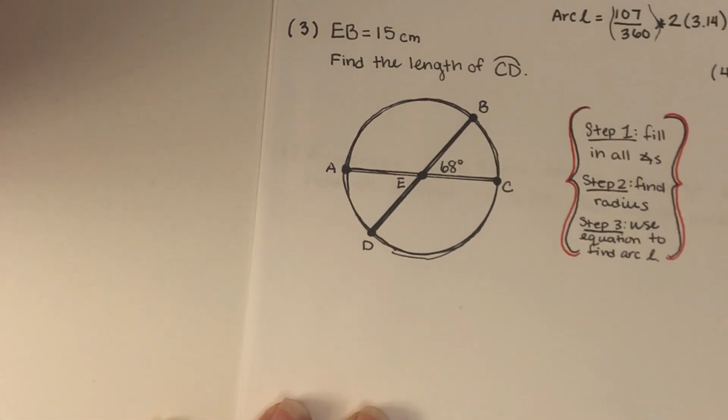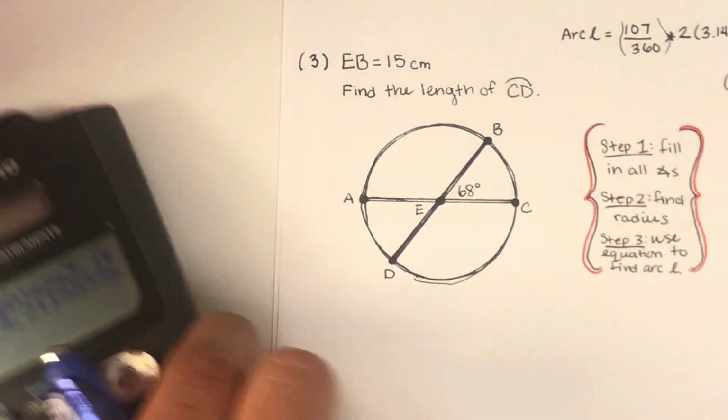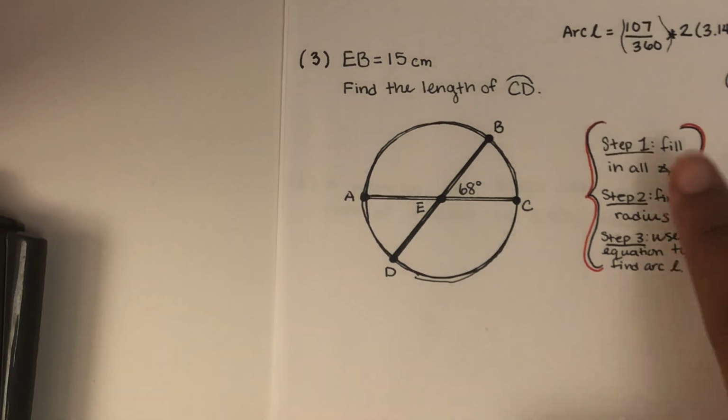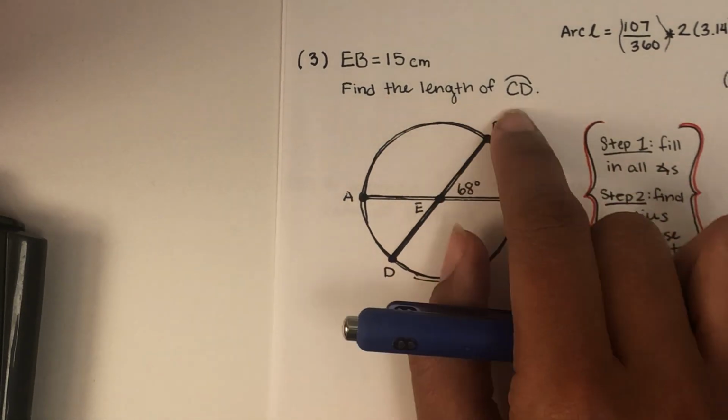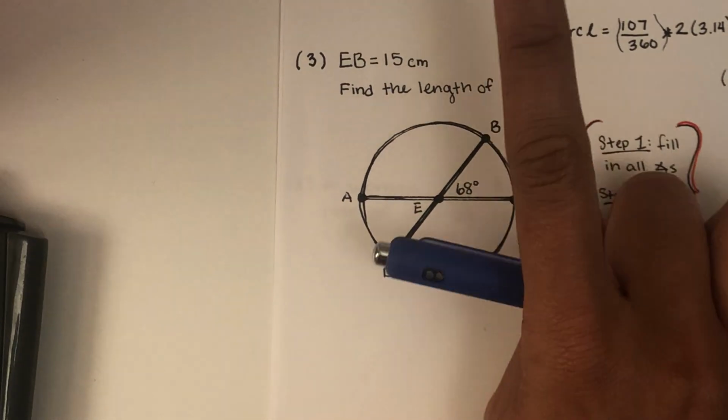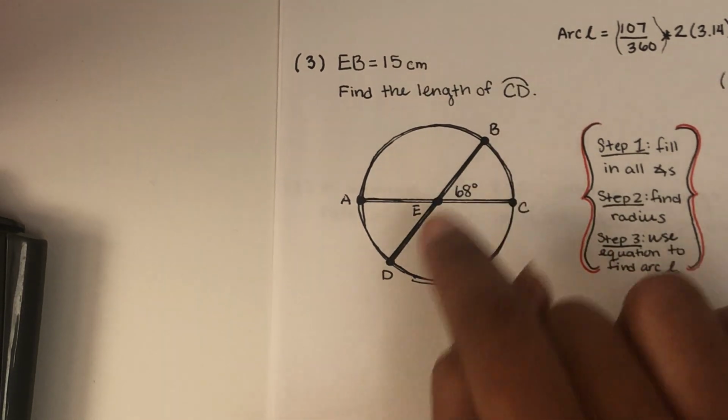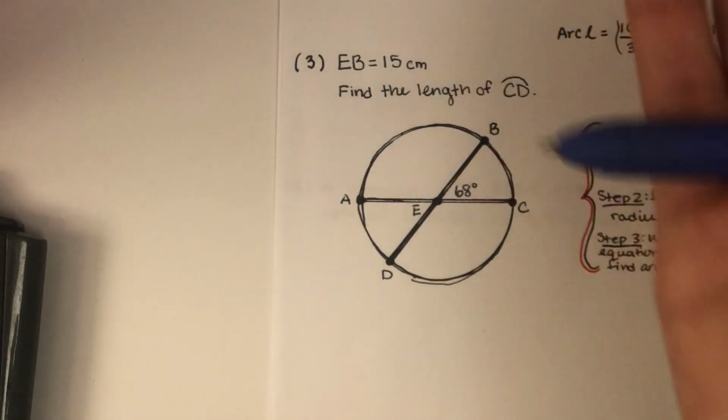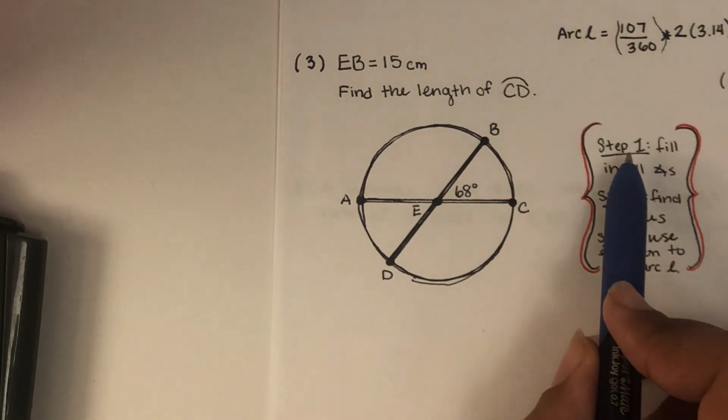All right, so now we're here. We're on number 3. It's important to follow these steps. They want us to find the length of CD, not the measure, the length. So we're gonna be using that formula we use in the top 2 problems. Let's follow these steps though.